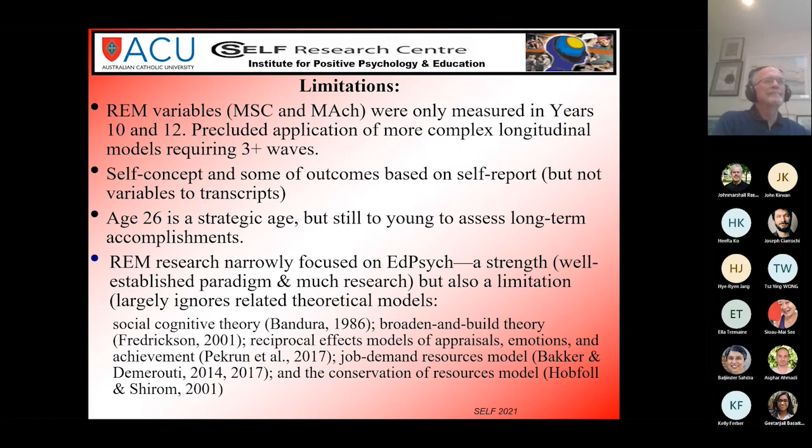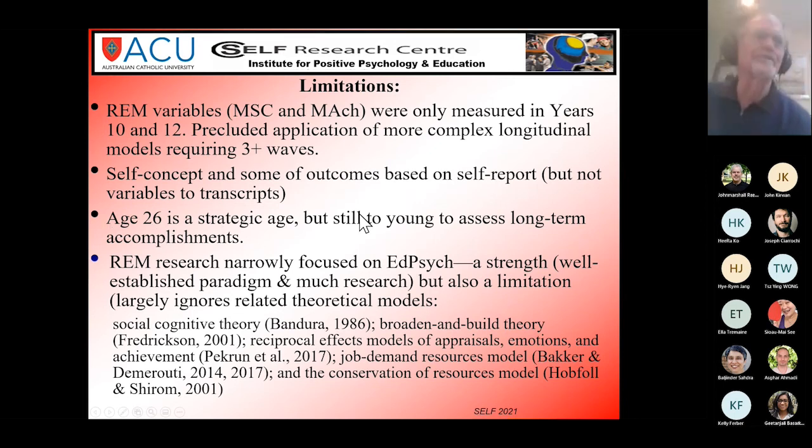Limitations. It's a shame that the data set didn't include English self-concept and English achievement at year 10. So I could have looked at reciprocal effects of both of them together. That would have made it a much more interesting study. Self-concept is based upon self-report. Sometimes reviewers complain about over-reliance on self-report, but that's probably not too bad for self-concept.